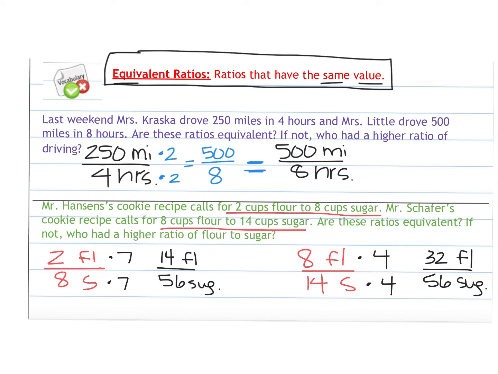So now we have the same denominator, and it's easier for us to compare our numerators, which is flour. And I can see that they are not equal because if they both put in 56 cups of sugar, Mr. Hansen would only put in 14 cups of flour and Mr. Schaefer would put in 32 cups of flour. And then who had a higher ratio of flour to sugar? It would be Mr. Schaefer because he has a lot more flour that goes along with the sugar.